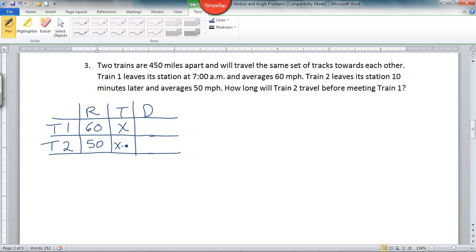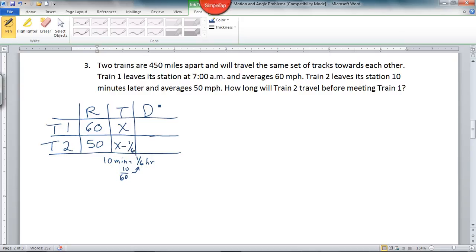Well, our time is in hours, miles per hour. So time here is in hours. So we need to convert that 10 minutes to how many hours? To go from minutes to hours, you divide by 60. 10 divided by 60 is 1/6. So it's x minus 1/6 of an hour for Train 2's time.